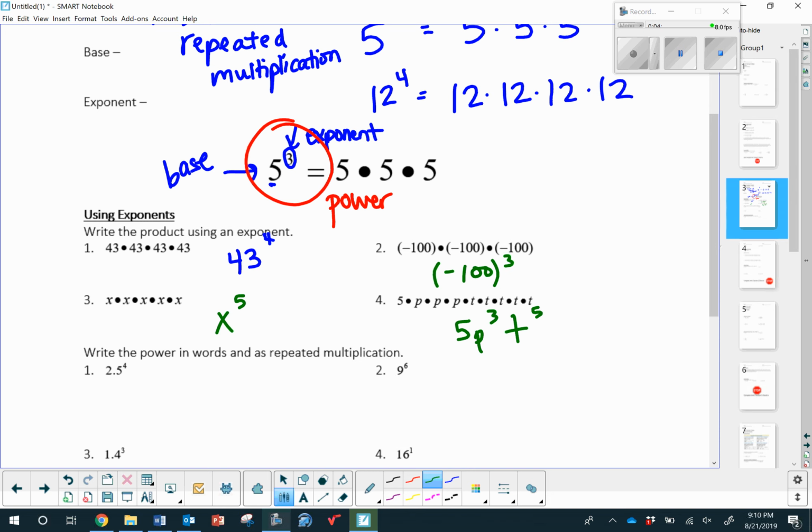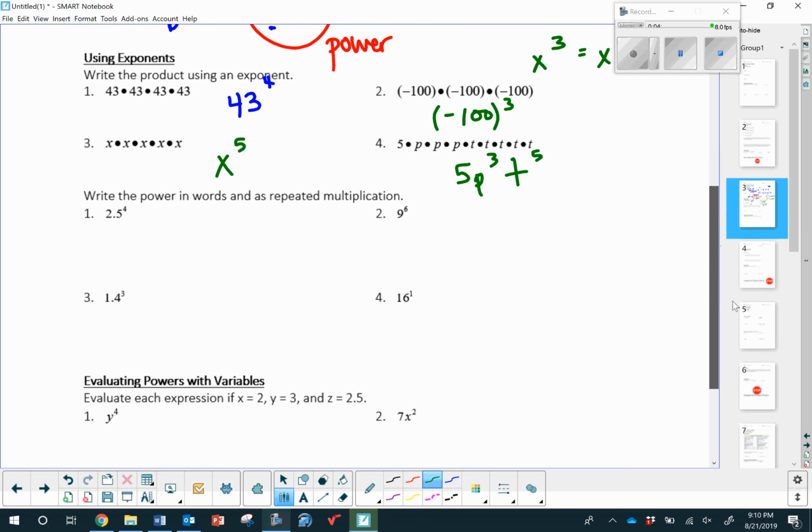Something else to add to your notes, any number or variable to the 2nd power, like x to the 2nd power, you can also say as x squared. If you have something to the 3rd power, you can say that would be x cubed. So you may hear me refer to something as squared or cubed. That would mean a 2nd or 3rd power. Anything higher than 3, we would just say to the 4th power, to the 8th power, and so forth.